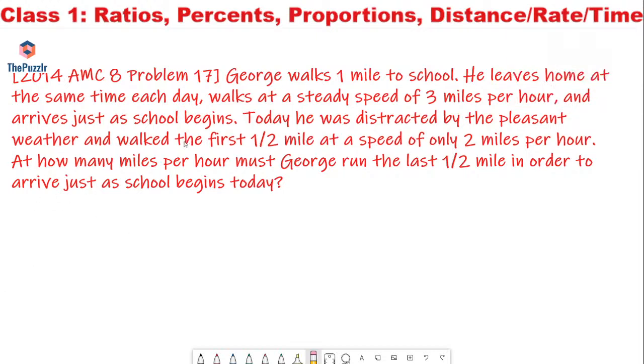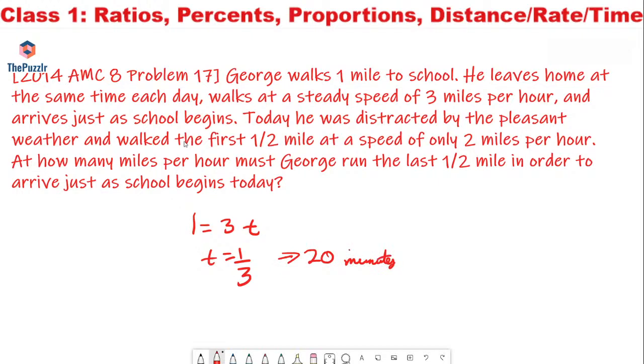Okay, so for this problem, let's figure out how much time it usually takes him. He walks 1 mile to school at a rate of 3 miles per hour. So 1 mile is equal to 3 times time. So time is equal to 1/3 of an hour. Okay, so it usually takes him 1/3 of an hour to go to school, which is 20 minutes. I'll write that here, 20 minutes.